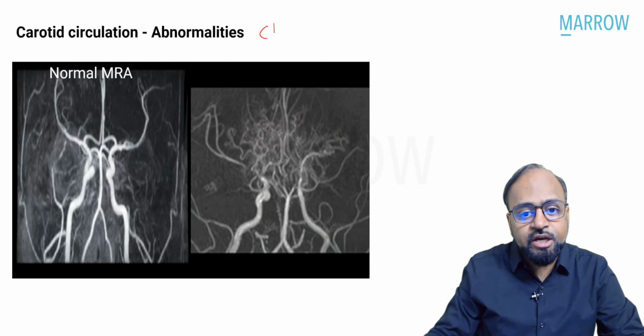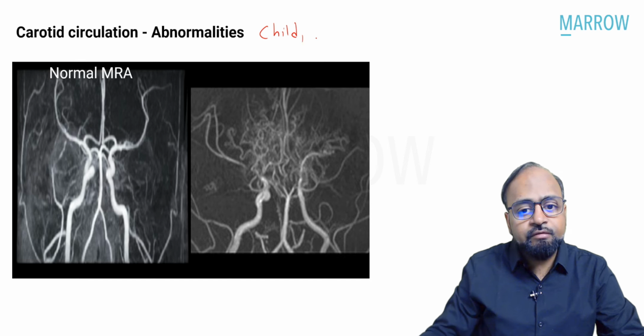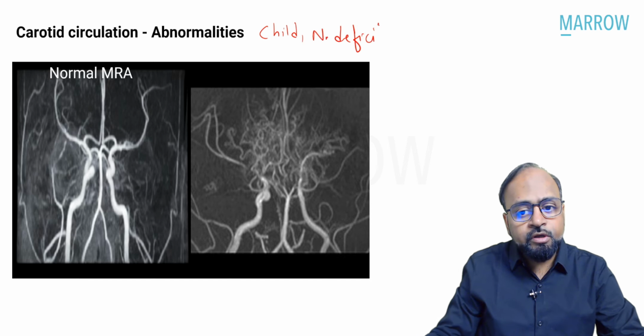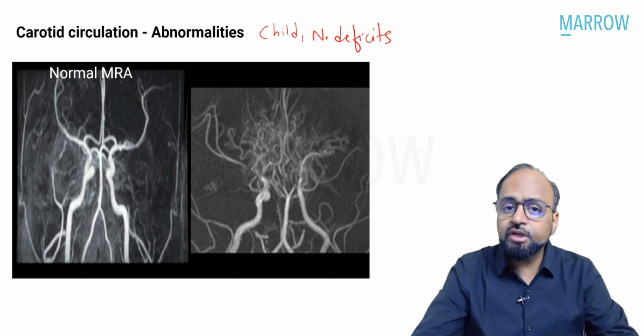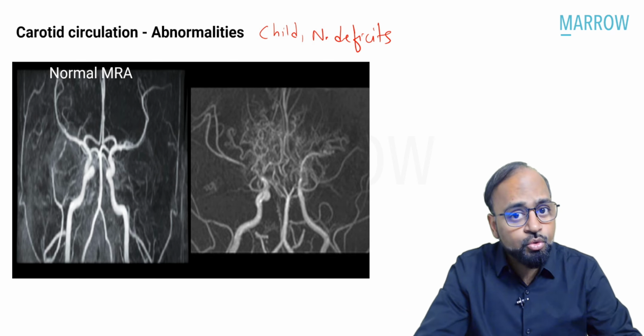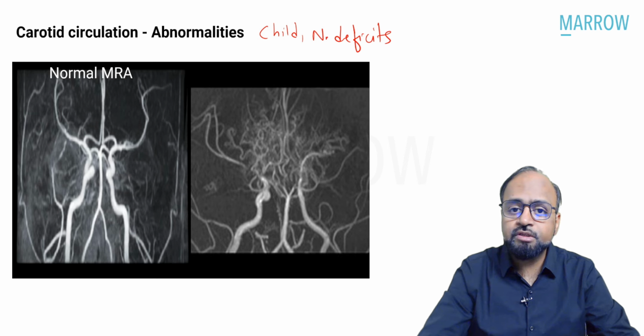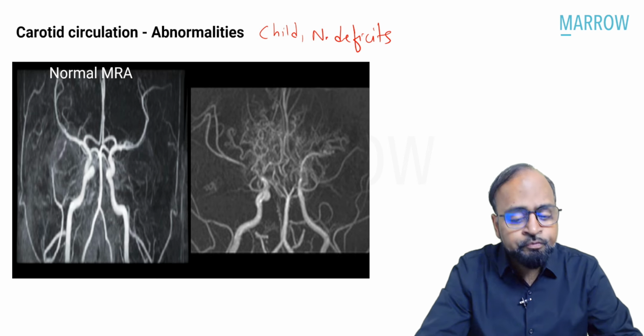This was actually a child who was presenting with neurological deficits: loss of consciousness, weakness, cranial nerve palsies. In a child, stroke-like symptoms are very rare, so you have to consider certain peculiar conditions. What do you see here?